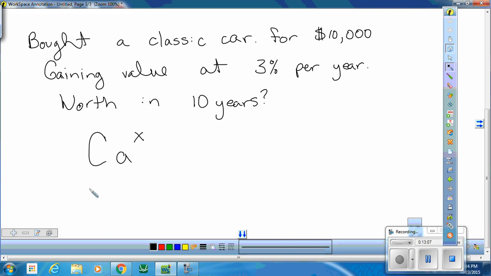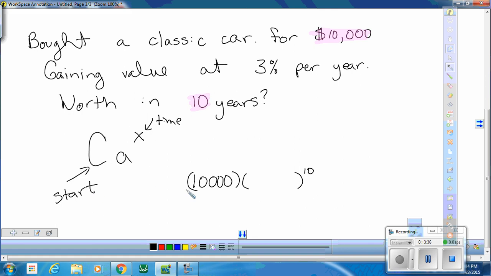So C is our starting value. What was it worth at the beginning? Well, in this problem, it was worth $10,000 in the beginning. So 10,000 is my beginning number. Then I need to know, what is my time frame? Well, the time frame that we're looking at is 10 years. We said that the exponent, the X, was our time frame. This was our time, and we're dealing with years, and this was my start.